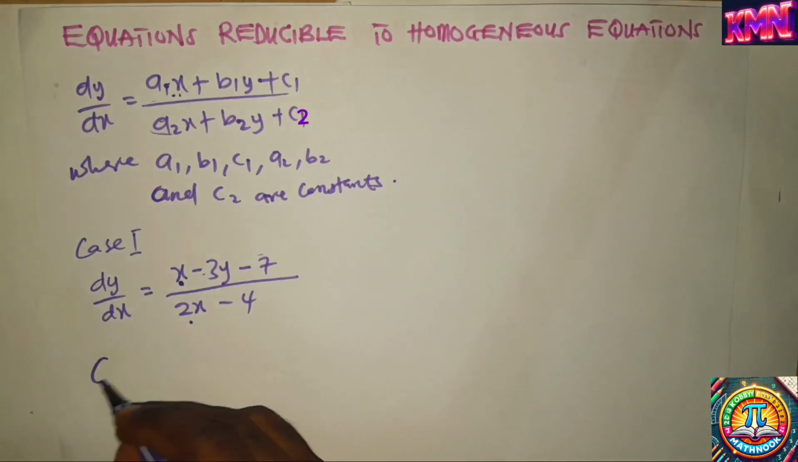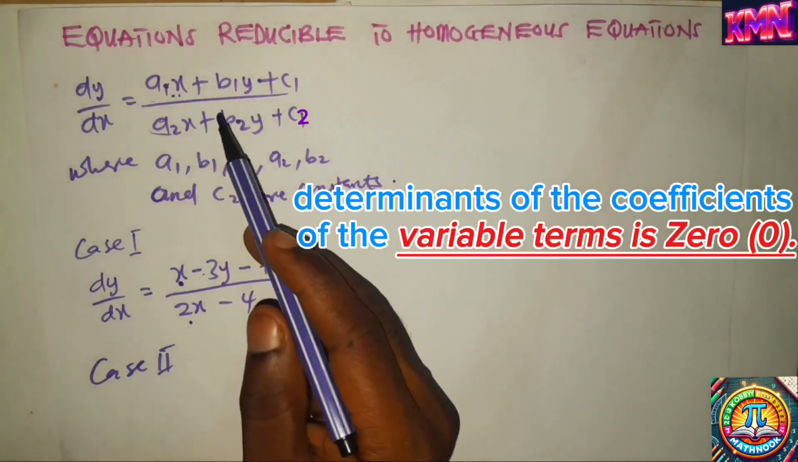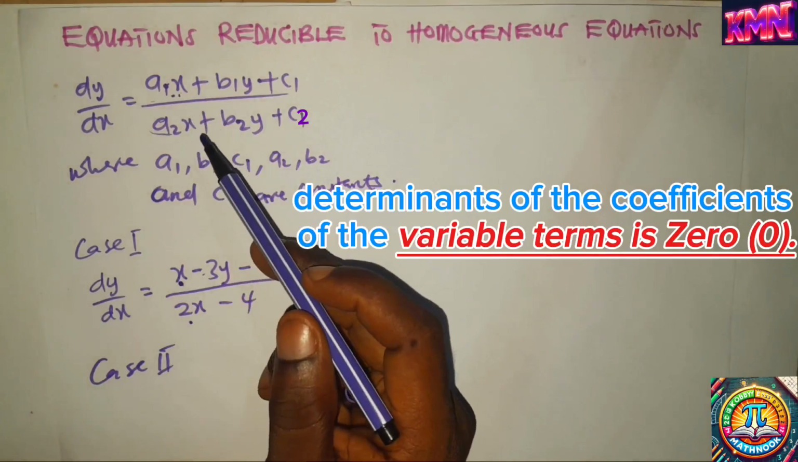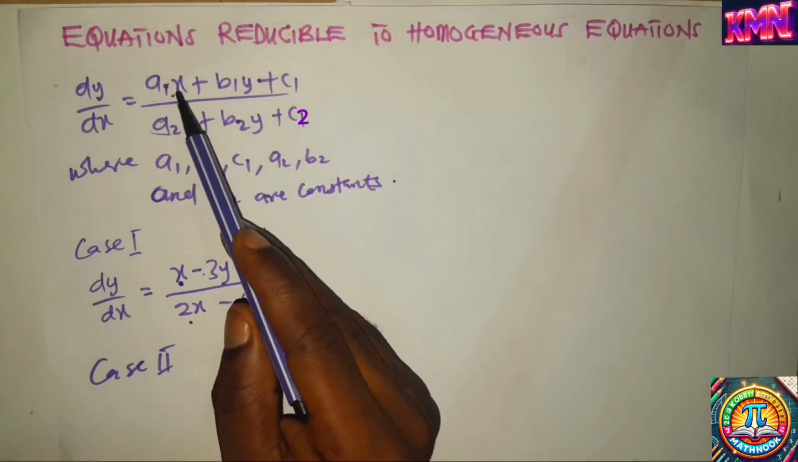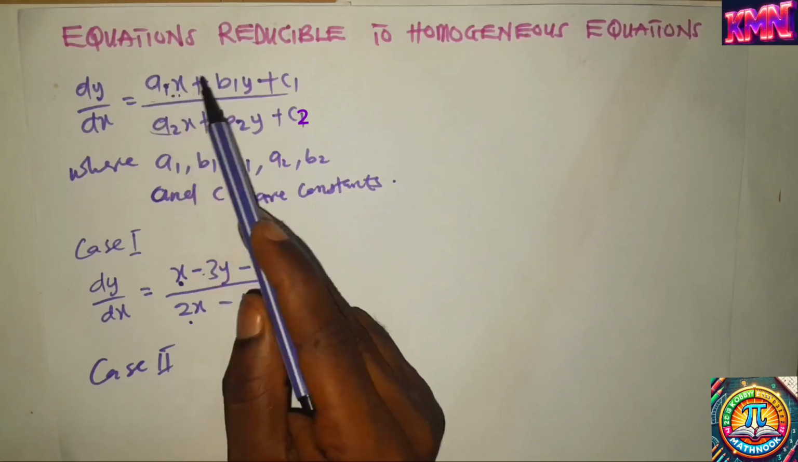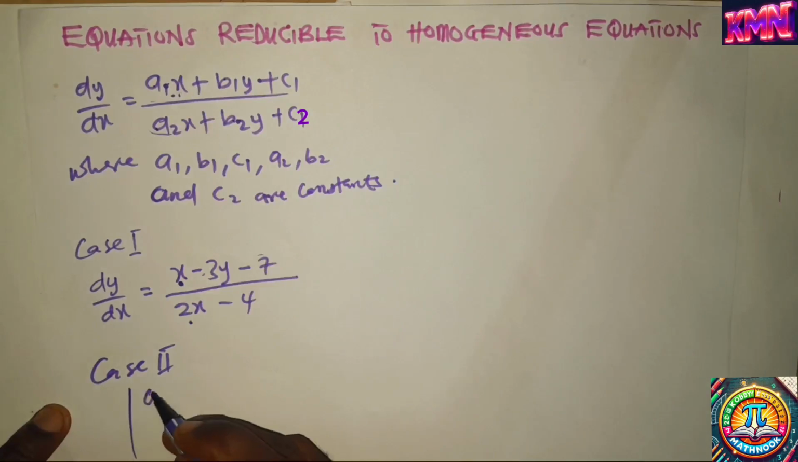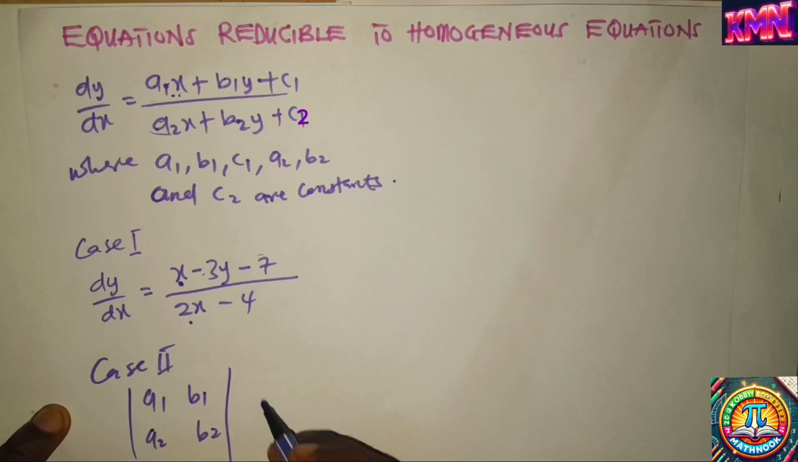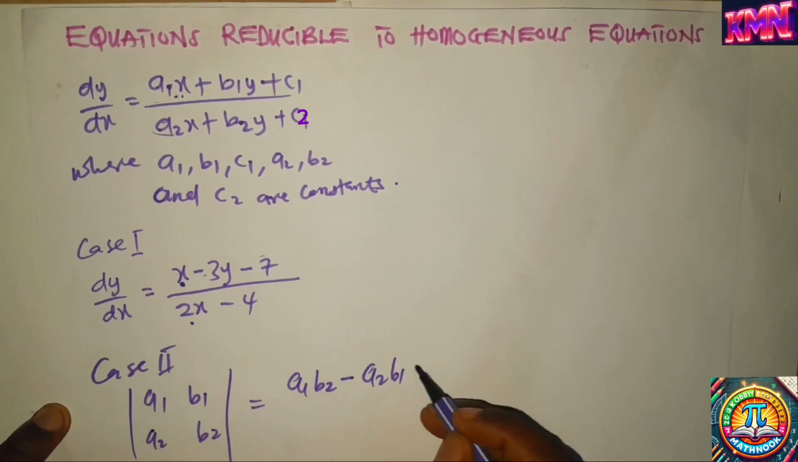Then we have case 2. In this case 2, the first thing that we need to consider is that the determinant of the coefficients of x and y in the numerator and the denominator is 0. So when you try to find the determinant of these coefficients, it gives us 0. So for a1, b1, a2, b2, when we compute a1b2 minus a2b1, it is supposed to give us 0.